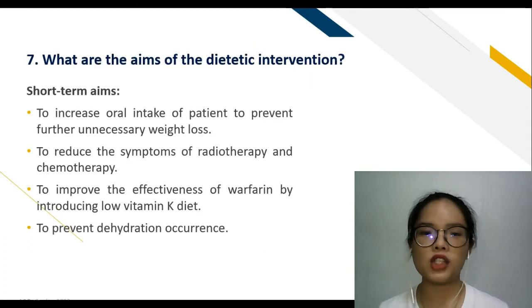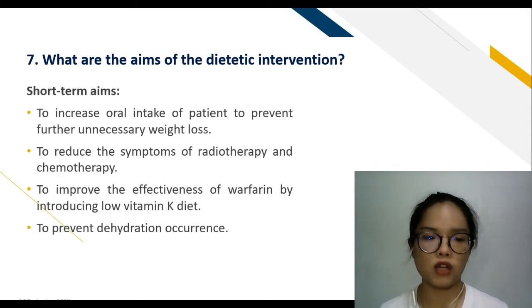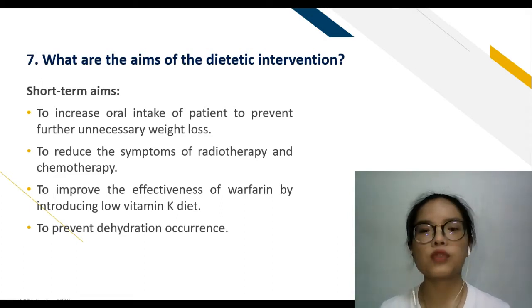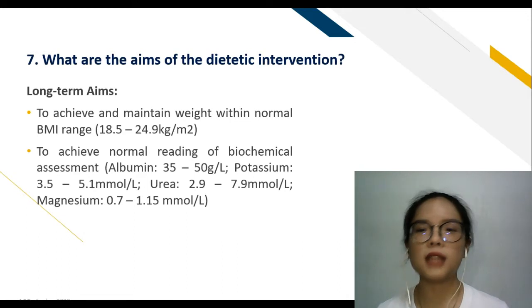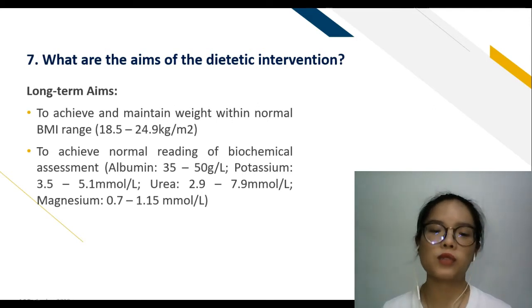The dietetic intervention aims have been divided into short-term and long-term. The short-term aims are to increase the oral intake of John to prevent unnecessary weight loss, to reduce the symptoms of the radiotherapy and chemotherapy, to improve the effectiveness of the medicine by introducing a low vitamin K diet, and to prevent dehydration from occurring. The long-term aims are to help John achieve and maintain a weight within a normal BMI, and also to maintain and achieve normal readings of biochemical parameters such as albumin, potassium, urea, and magnesium.